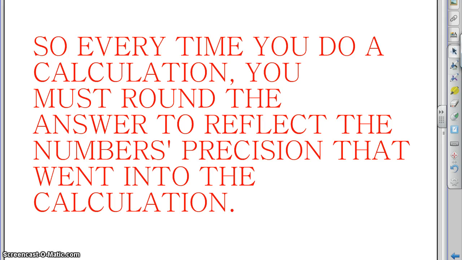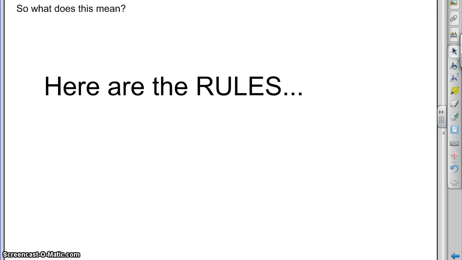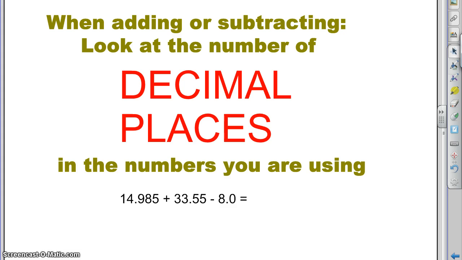Now that's a big old mouthful. That's a long sentence with lots of capital letters that are kind of scary. So what do they mean? You can write that down or not, I don't care. Here's the idea. Here are the rules. When you're adding or subtracting two numbers, look at the number of decimal places. Now the number of decimal places, it's real big, in big red letters.